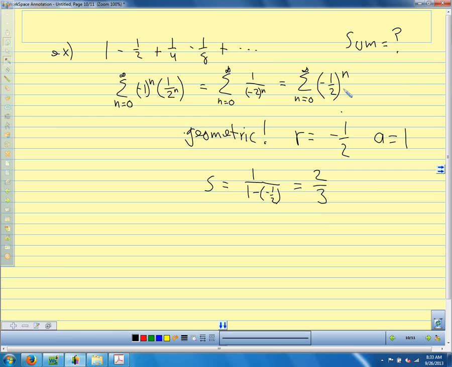So now we have tools for finding the sums of two different kinds of series: telescoping series and geometric series. Or if we can find a pattern in our sequence of partial sums, then we can find the sum of some crazy series that way. That technique can be pretty difficult. All right, questions?